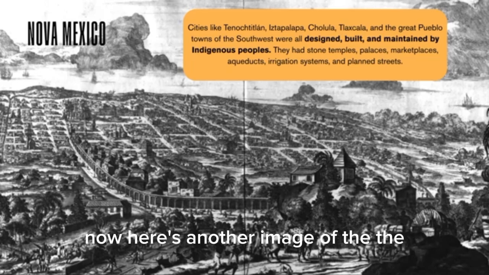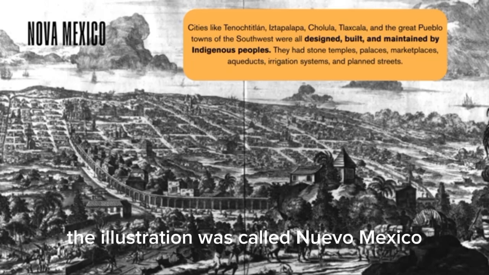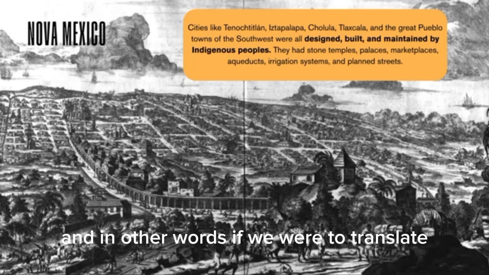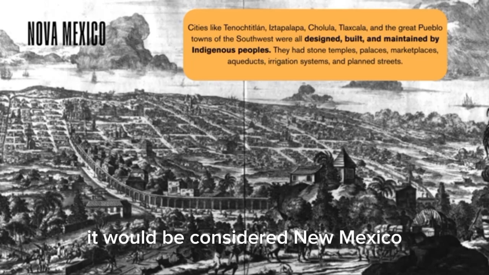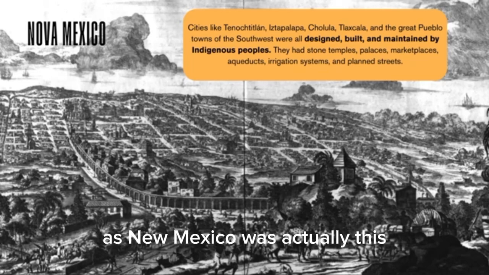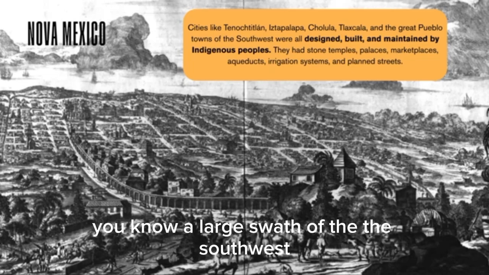Now, here's another image. The illustration was called Novo Mexico. In other words, if we were to translate it, it would be New Mexico. But New Mexico wasn't necessarily the territory that we know as New Mexico. It was actually a large swath of the Southwest.